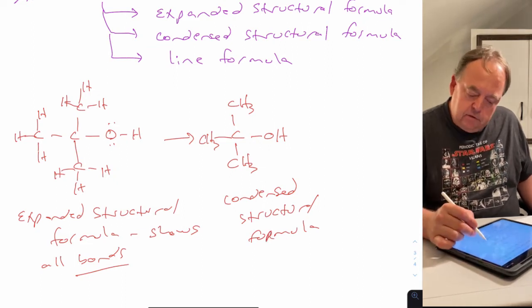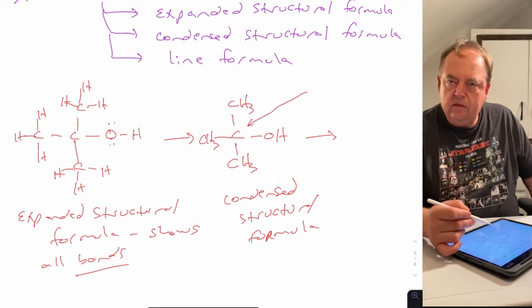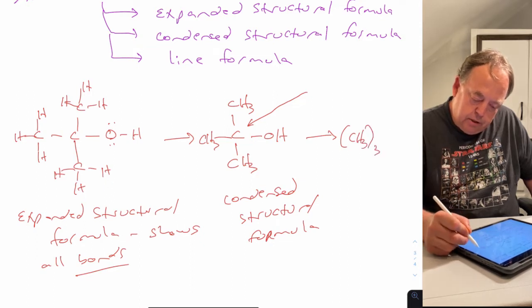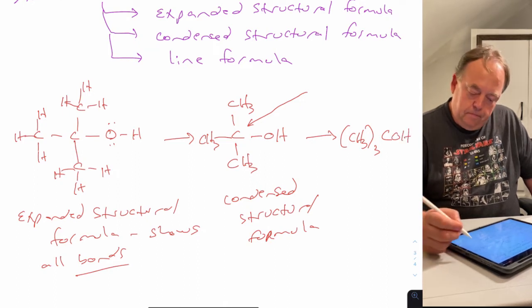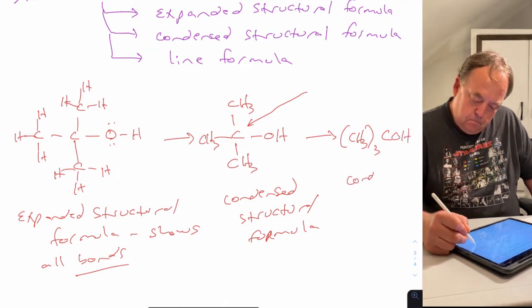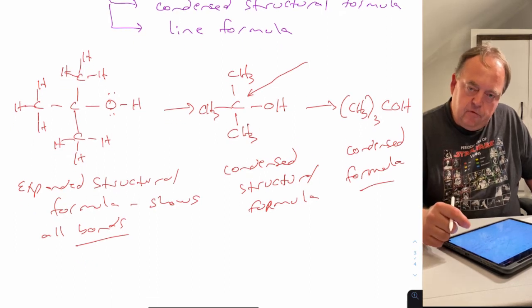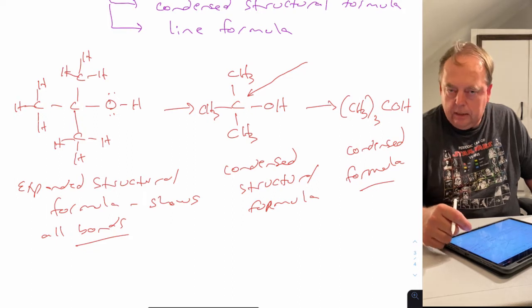Or we could make it even simpler. Since we have a carbon that's attached to 3 of the same things, we can take those 3 things and put them in parentheses. So (CH3)3 attached to carbon, which is attached to OH. So that would be a condensed formula. It contains the same information as the expanded formula does. It's just a lot faster and a lot easier to write.